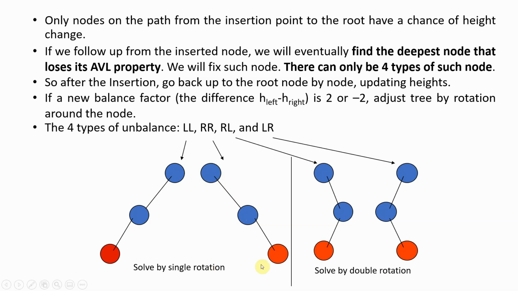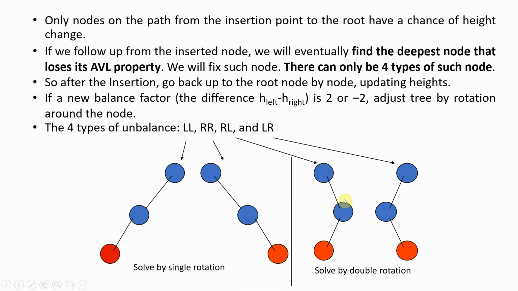These two cases are called external cases. They can be rectified. We can rebalance the tree by a single rotation. And we're going to see what a single rotation means, okay? But just keep in mind that LL and RR cases are external cases, and we can make the tree AVL balanced again by a single rotation.